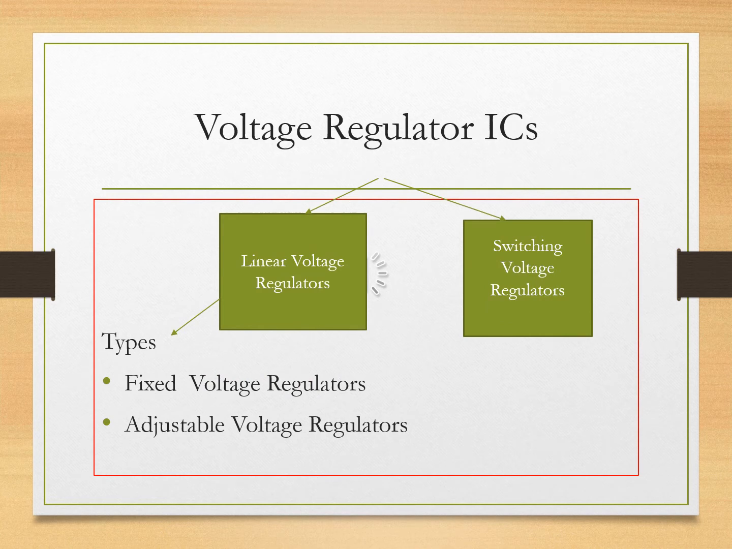Voltage regulators are also available in integrated circuit form. These are called voltage regulator ICs. An IC based voltage regulator can be classified in different ways. A common type of classification is linear voltage regulators and switching voltage regulators. Under linear voltage regulators, we have two types, that is fixed voltage regulators and adjustable voltage regulators.